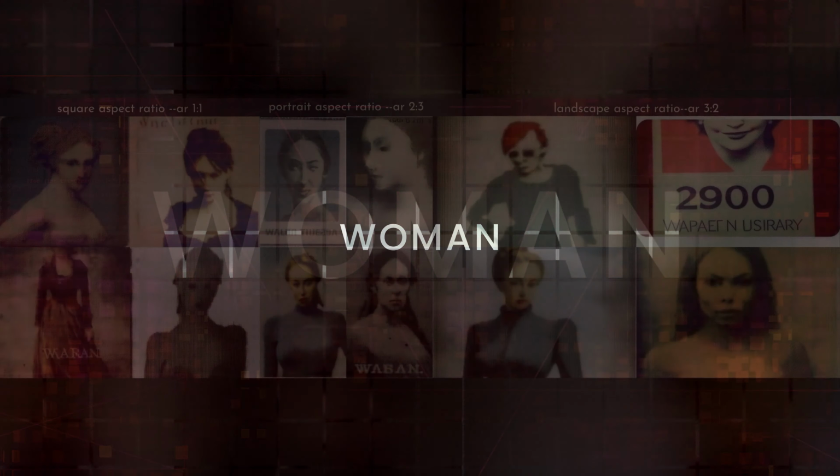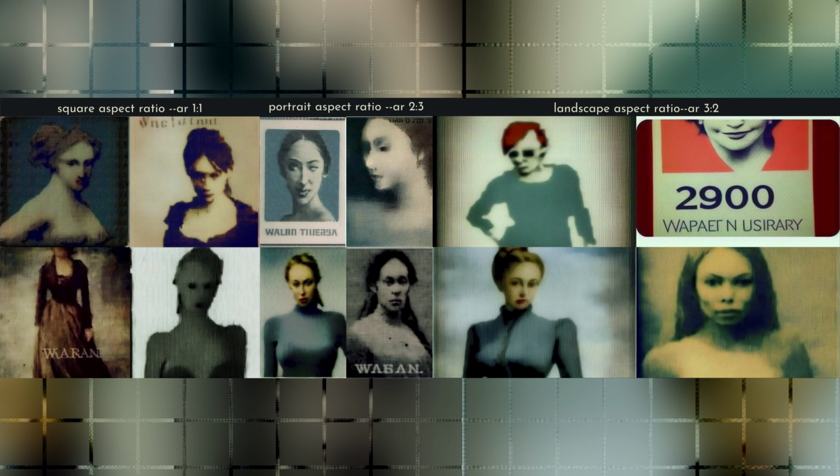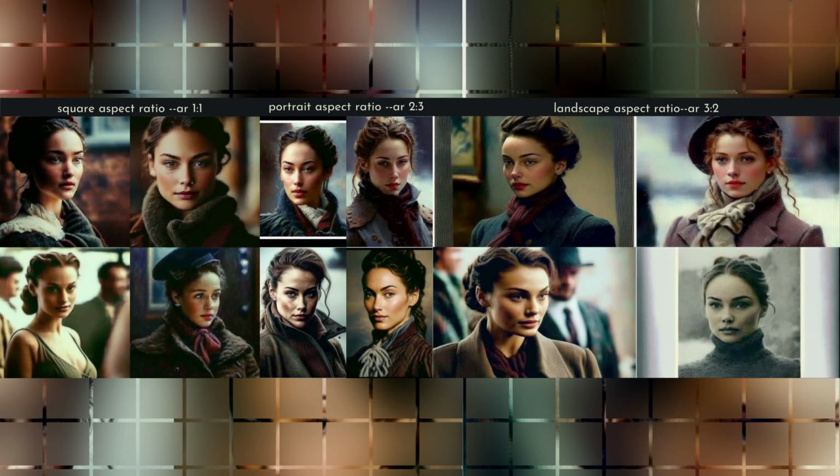Woman. These women definitely look very cursed. But the stylize 1000 women look significantly less cursed. The images look still somewhat grainy, but upscaling even the grainy ones definitely improves the images a lot. Yes, they don't get as sharp, but a lot better still.